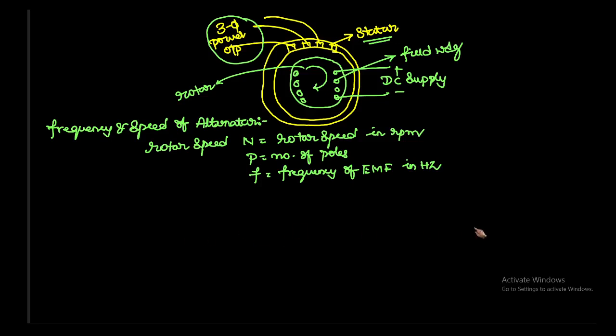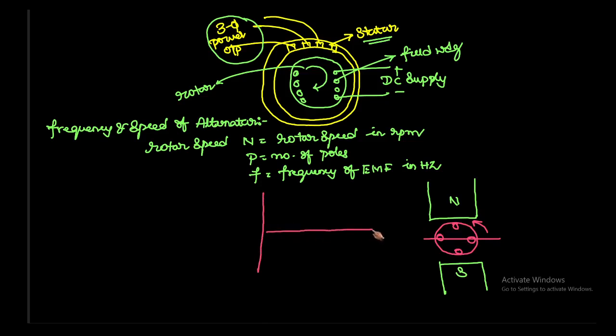Let us consider a pair of poles here. This is the north pole and this is the south pole. We are rotating the conductors, or sorry, we are keeping the stator stationary. Whenever it rotates, clockwise or anti-clockwise, how much EMF will be induced? For completing one cycle of EMF, how many poles does it have to cover? Two poles, if it is a 2-pole alternator. So what will we call that cycle?